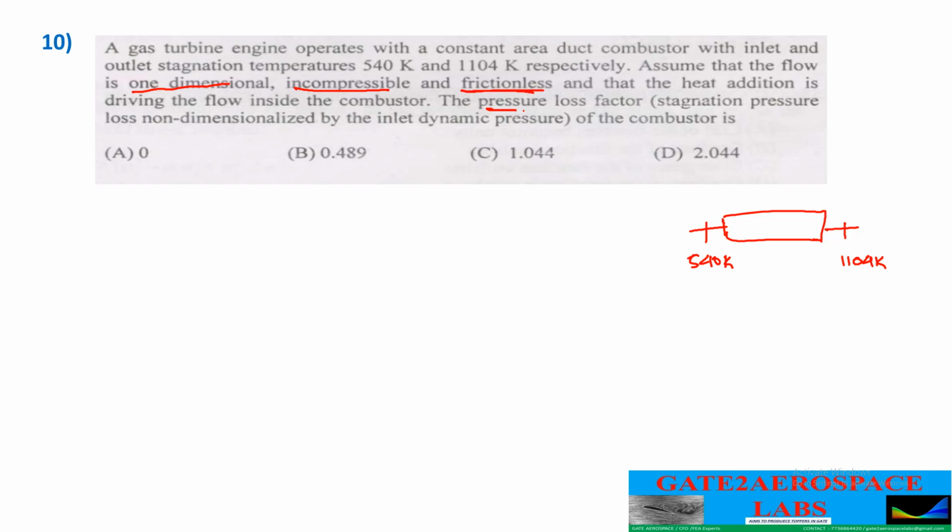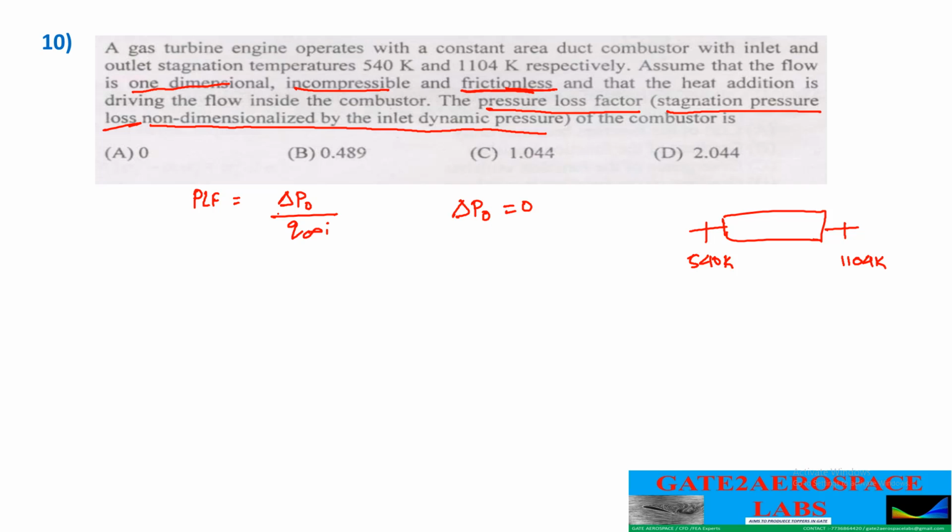The pressure loss factor is defined as the stagnation pressure loss non-dimensionalized by the inlet dynamic pressure. It is given as the change in stagnation pressure to the dynamic pressure at inlet. You see here it is given in the question that our flow is frictionless, so there is no irreversibility in the system. So the change in stagnation pressure will be equal to 0. If this is 0, the pressure loss factor will become equal to 0. So A is the answer for this.